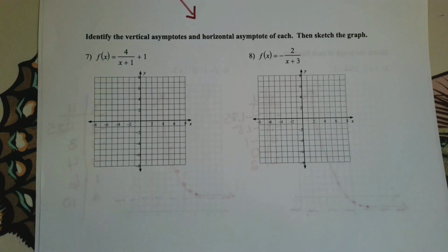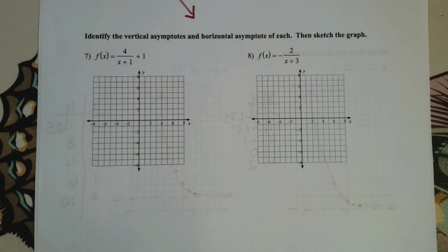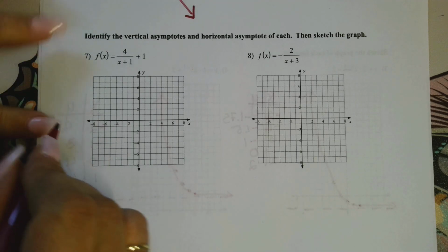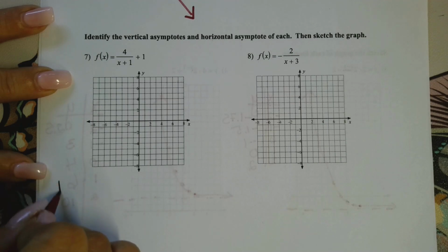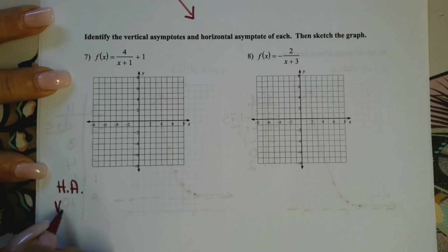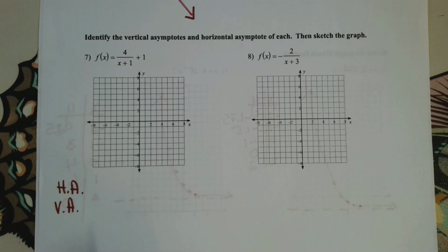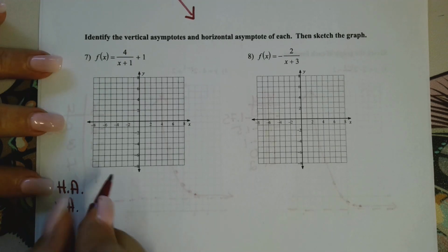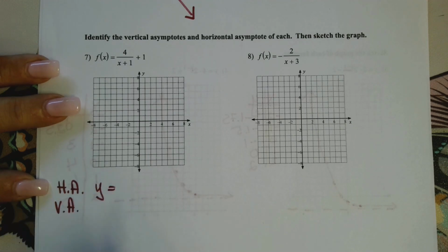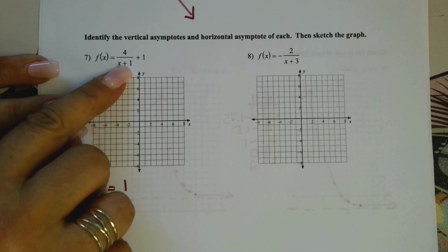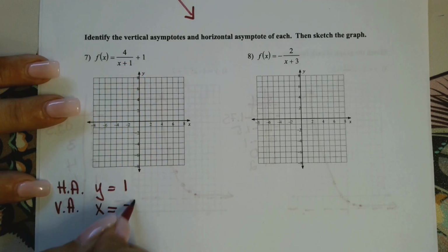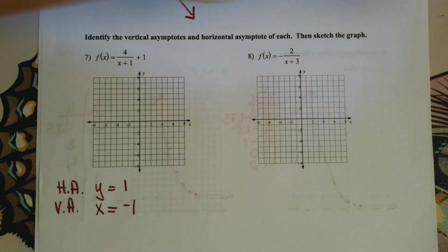Moving on. This should be pretty familiar because we just did this. These are your rational functions. So we want the horizontal asymptote, we want the vertical asymptote. That's going to make your life easier. The horizontal asymptote is always y equals that number right there, so y equals 1. The vertical asymptote is going to be x equals whatever makes this down here 0, which is -1. So let's go ahead and graph those.